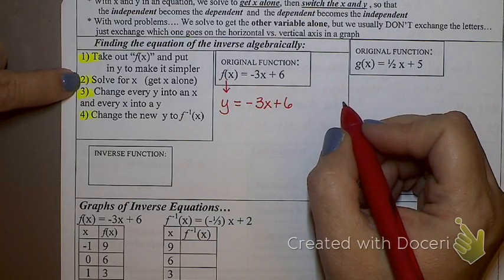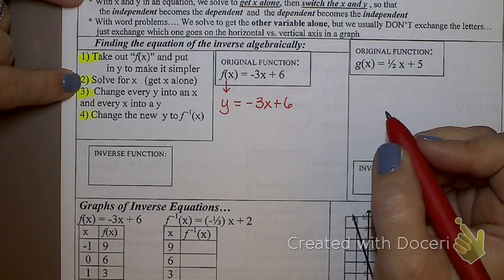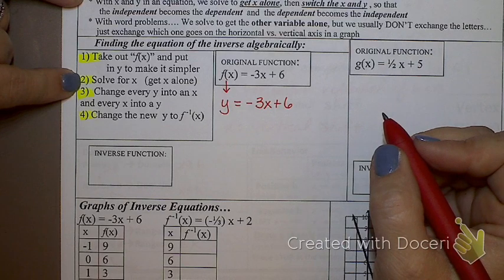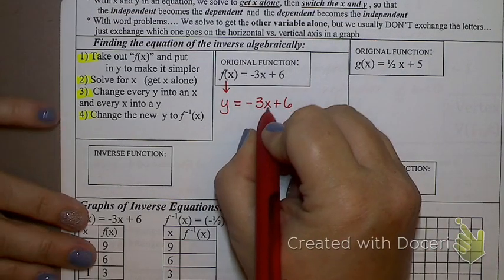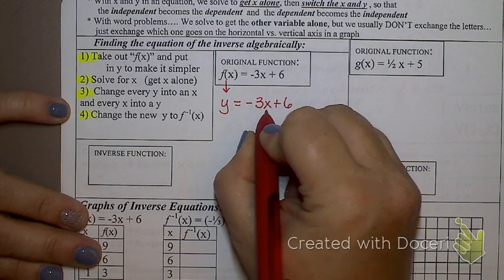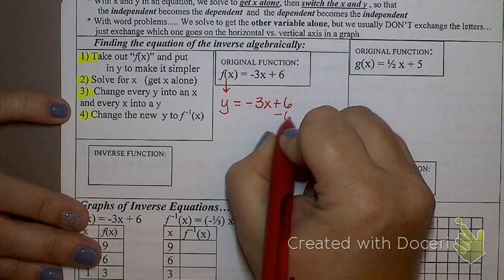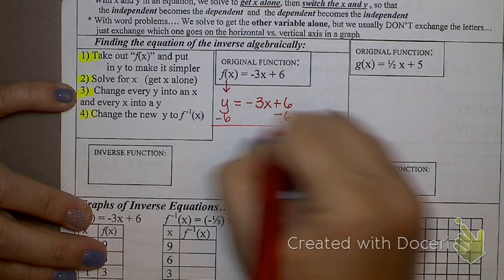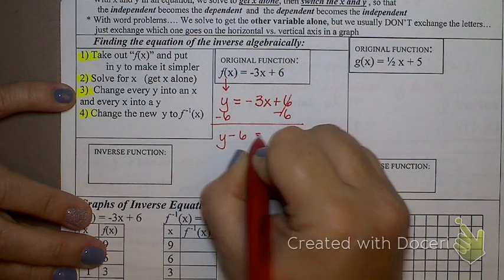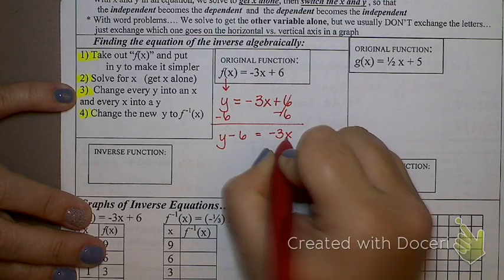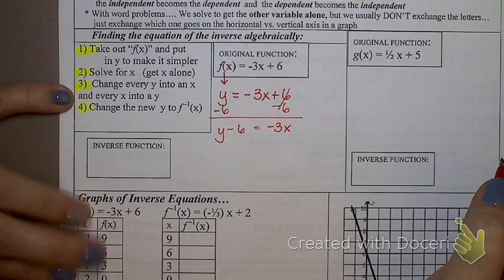Step 2 says to solve for x. In other words, get x by itself. So if I wanted to get x by itself, what do I need to do? I need to start off by subtracting 6. That gives me y minus 6 equals negative 3x. Right? What do I do now?